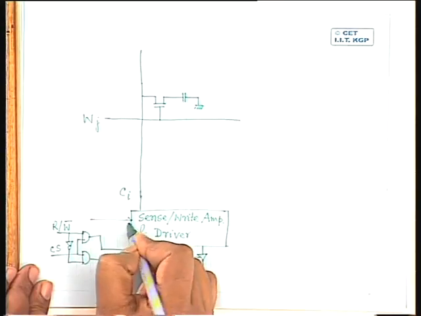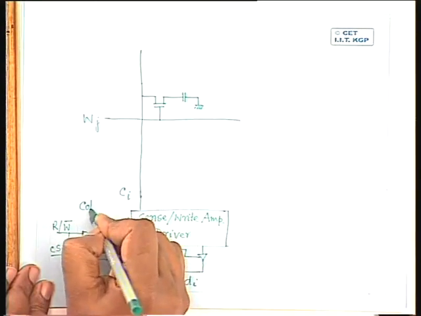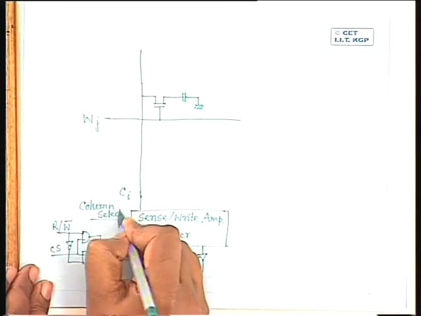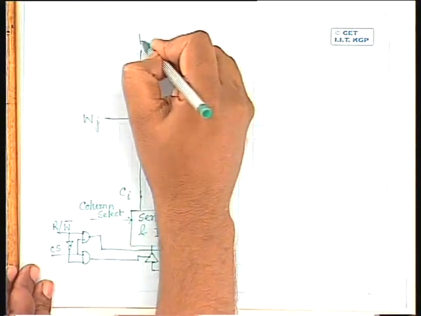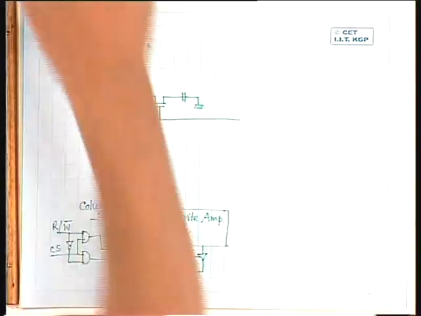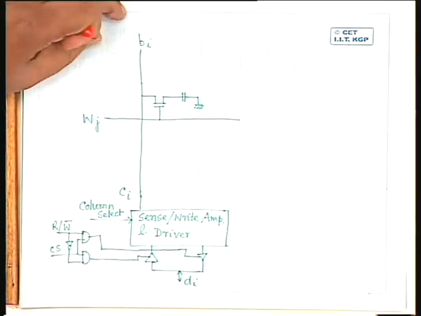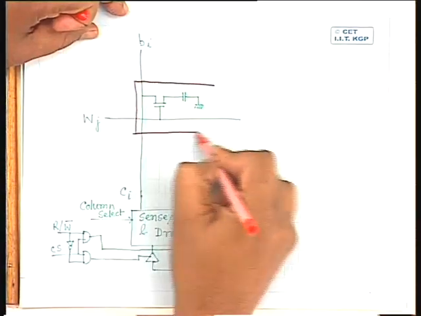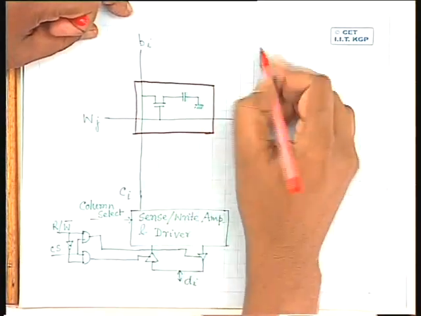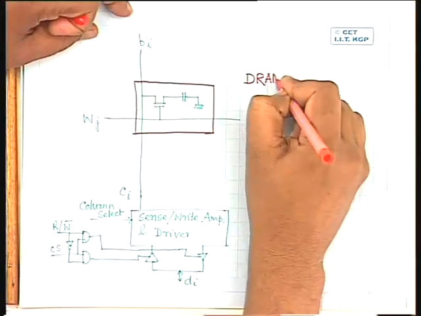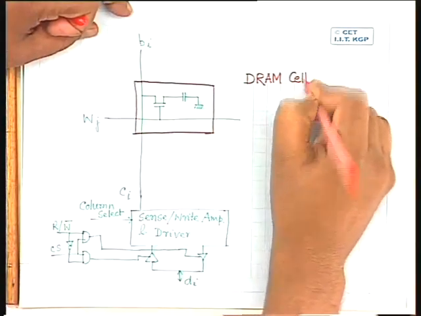And here I have column select. So dual rail in case of static memory cell is replaced by a single rail, which is BI in this particular case. And this is the basic cell architecture of dynamic RAM. So this is a dynamic RAM cell.